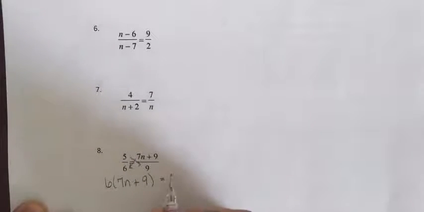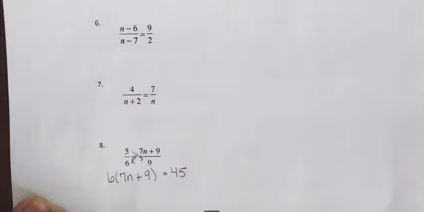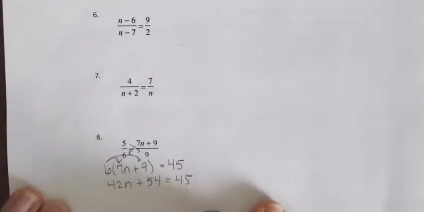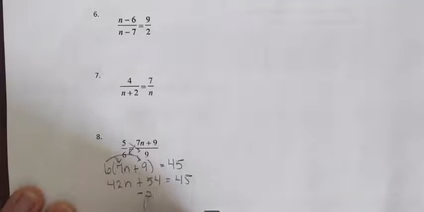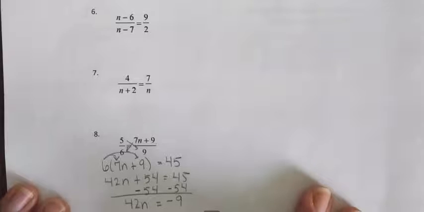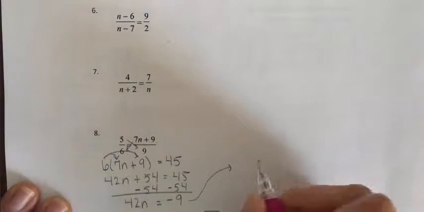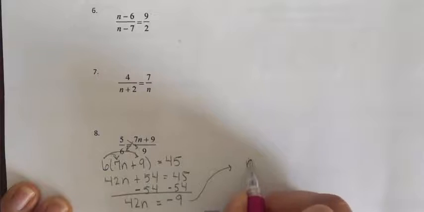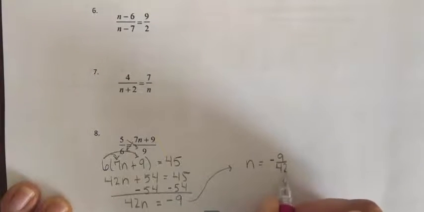And then when I go down to the right, that's just 45. But you can see it's not just 6 times 7 and then add 9. It's 6 times that whole quantity. So you have to actually distribute. So you get 42n plus 54 equals 45. And if I subtract 54 from both sides, I get 42n equals negative 9. And then heading over here, we'll divide both sides by 42. So I'll get n equals negative 9 over 42.